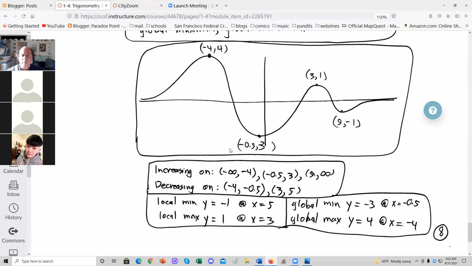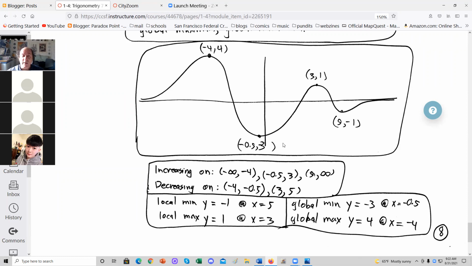The local minimum is this point here, y equals negative 1 at x equals 5. Local maximum is here where y equals 1 at x equals 3. And by the way, when I'm asking for local min and max, I do want the value y and the x where that happens. It's not enough to just give one of those.